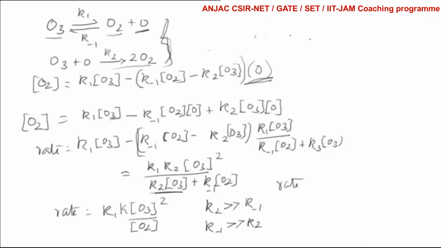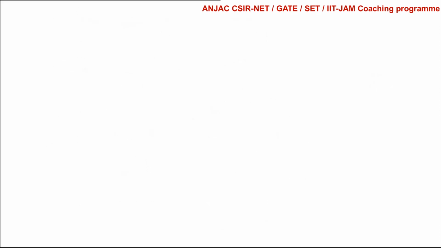Therefore, in the steady state approximation, you can have one or two cases. If this is the condition prevailing, what is the rate equation? If that is the condition prevailing, what is the rate equation? And this is the methodology. We will see some examples of how to write this down as easily as possible. Take down this one.